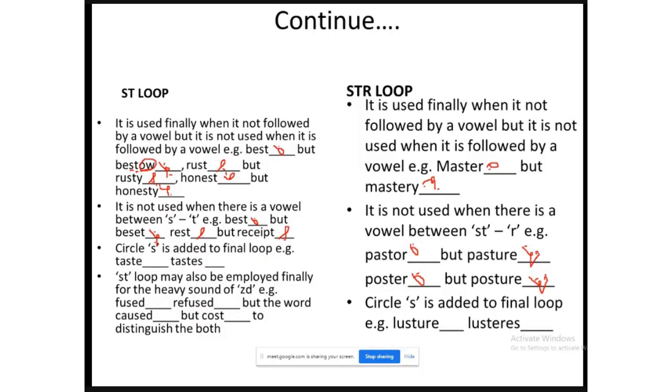ST loop may also be employed finally for the heavy sound of ZD. ZD, that is, just as for ST, we will use ST loop for ZD also. Like fused, and refused.